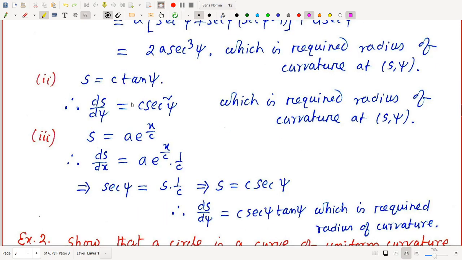Number 2, s equal to c tan psi. So directly ds by d psi is, the derivative of tan psi is sec square psi, so c sec square psi is the radius of curvature at the point s psi.